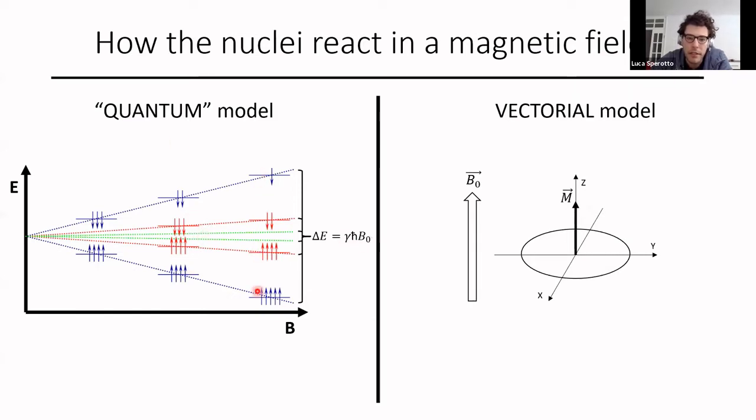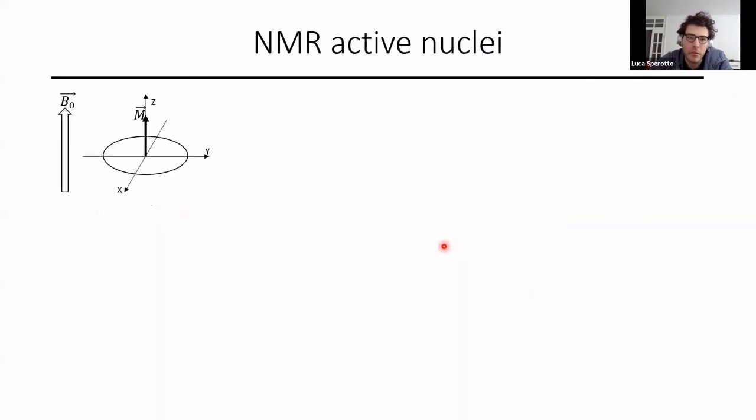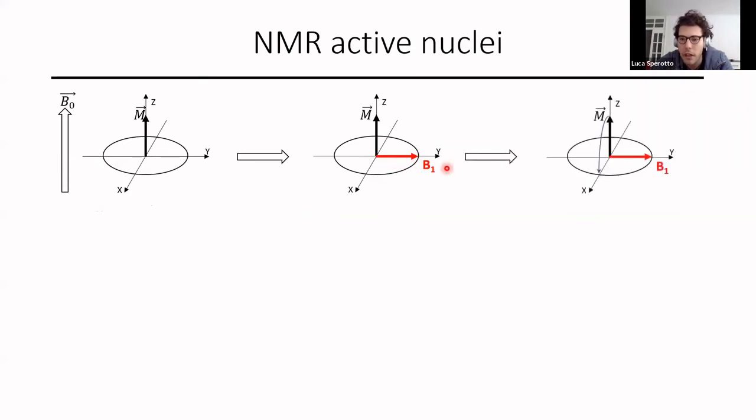So we created this magnetization by applying this magnetic field, or, looking at it the other way, we created this splitting by applying the magnetic field. But if we leave it as it is, we cannot detect anything, because to detect something you have to perturb the system, moving the particles out of equilibrium, and then during the relaxation we can collect our NMR spectra. In the vectorial model, to do this we apply a second magnetic field, much weaker, and exactly perpendicular to the magnetization. The effect of this is to create a precession of our magnetization.